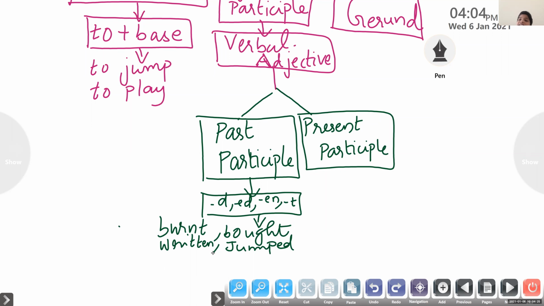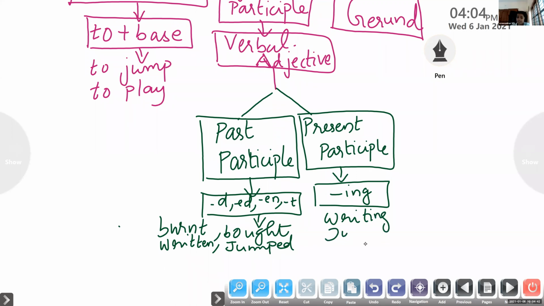Now examples for present participle. You know, present participles always end in ing: writing, playing, jumping, cooking, spelling, telling, singing, swimming, tasting, laughing, smiling, kicking, throwing, wearing. Fine. I'm just stopping the sharing.